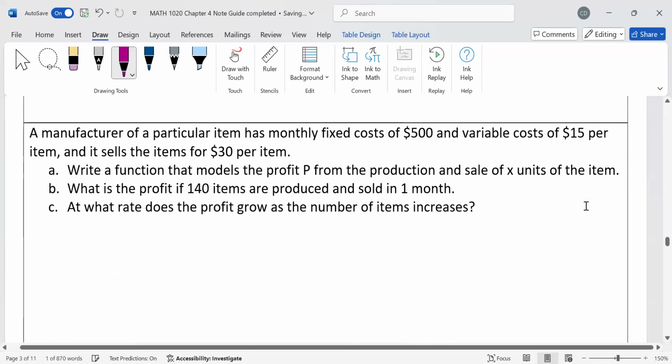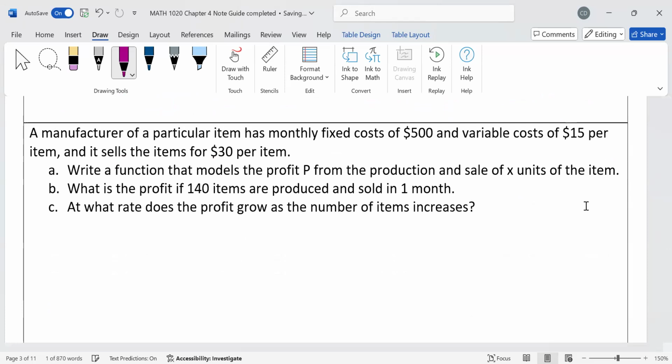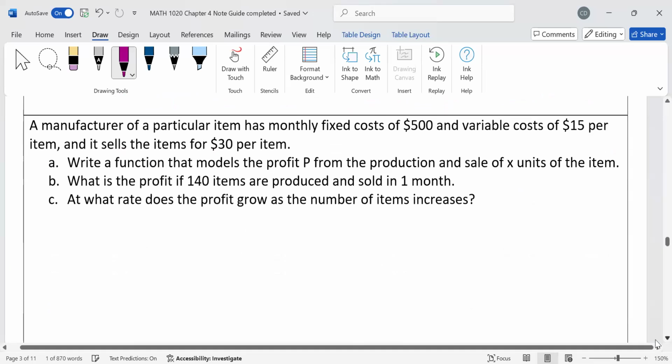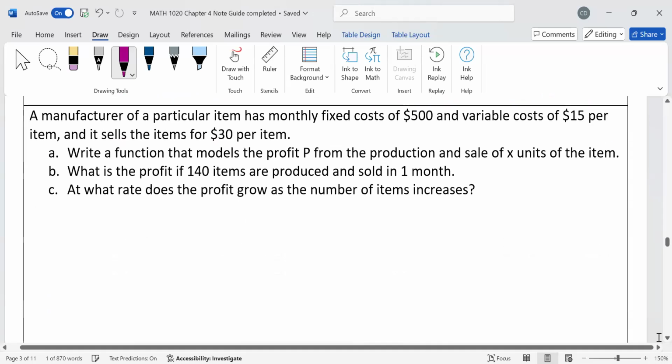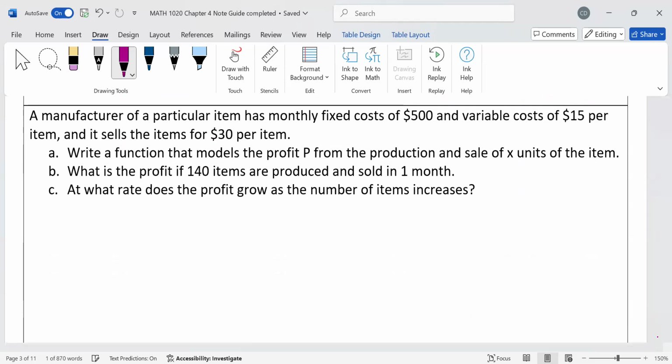A manufacturer of a particular item has fixed monthly cost of $500 and variable cost of $15 per item, and it sells the items for $30 per item. Write a function that models the profit from the production and sale of X units of the item. So the cost function, you have fixed cost of $500 plus variable cost of $15 per item. The revenue function, the revenue is the money coming in, is $30 per item.